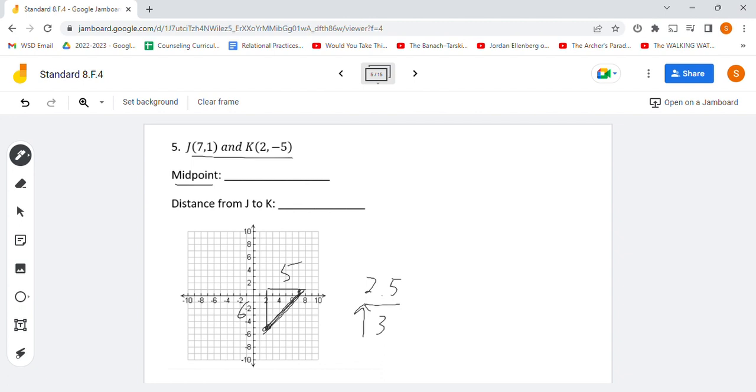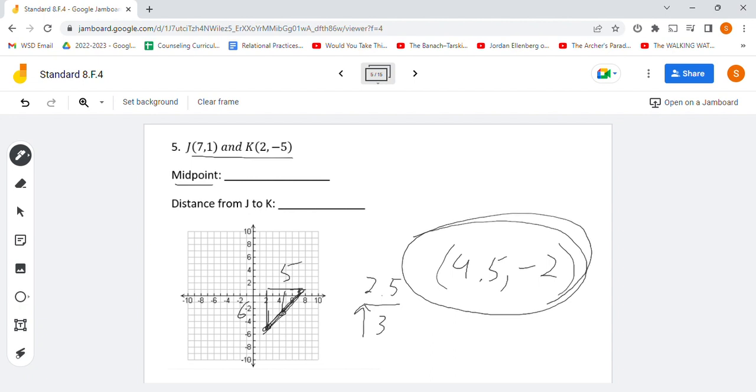So if we go up 3 units from here, that puts us at a y value of -2. And if we go to the right by 2.5 units, we end up at an x value of 4.5. If we go the other direction and go left and down, we end up at the same point of 4.5 and -2. So that is our midpoint.